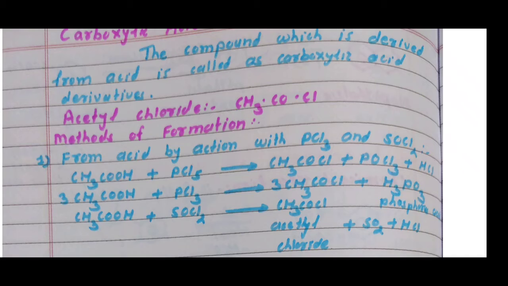In the third reaction, acetic acid reacts with thionyl chloride, that is CH3COOH plus SOCl2, it gives CH3COCl by releasing SO2 gas and HCl. This is the first method for formation of acetyl chloride using phosphorus pentachloride, phosphorus trichloride and thionyl chloride. After methods of preparation, next are the chemical properties of acetyl chloride. There are two chemical properties.